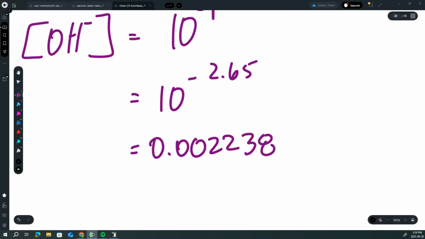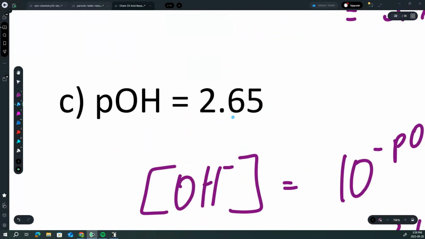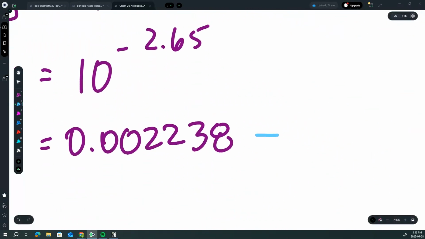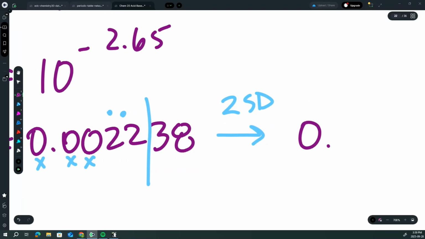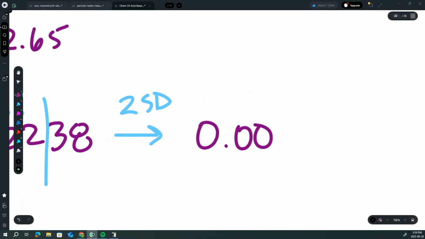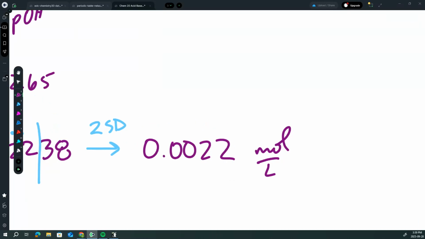Okay. So looking at our original number, we have 2 sig digs. So our final answer also has to have 2 sig digs. So we're counting from here. There's our cutoff line. Remember, leading zeros do not count for sig digs. So then our value is 0.0022 mole per liter of hydroxide.